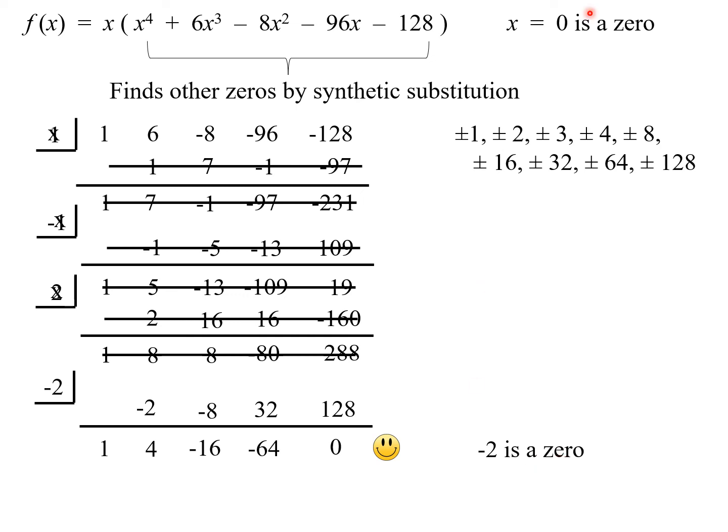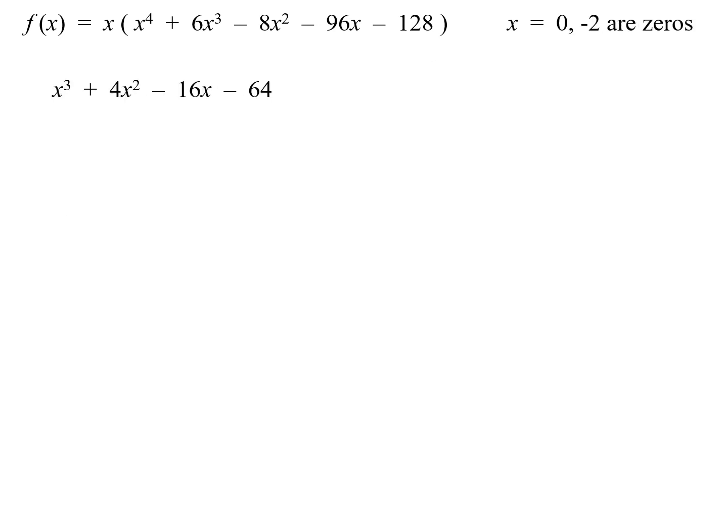Okay, so we have x equals 0 is a zero. We have x equals negative 2 is a zero. Now the leftover polynomial here is 1 degree less from x to the 4th. So that's going to be 1x to the 3rd plus 4x squared minus 16x minus 64. And I have to continue to factor this, so I'm going to set that equal to 0.